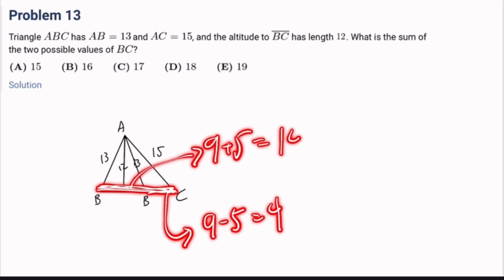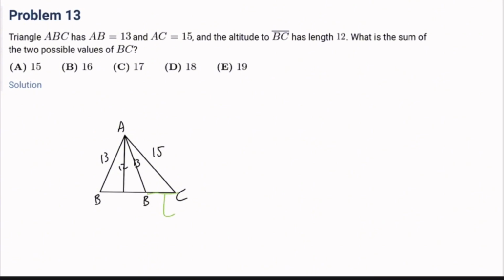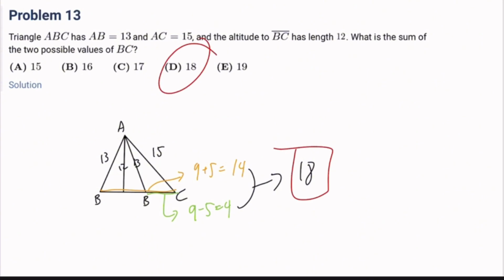That's going to be 14, right? Again, we have this value. This is going to be 9 minus 5, which is 4. And we have this value, which is going to be 9 plus 5, which is 14. If we add them up, that's going to be 18. That's your answer. It's D.